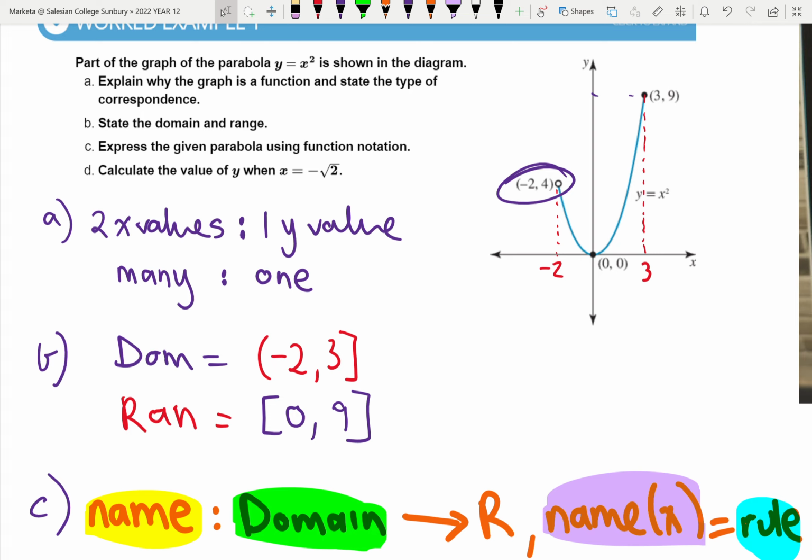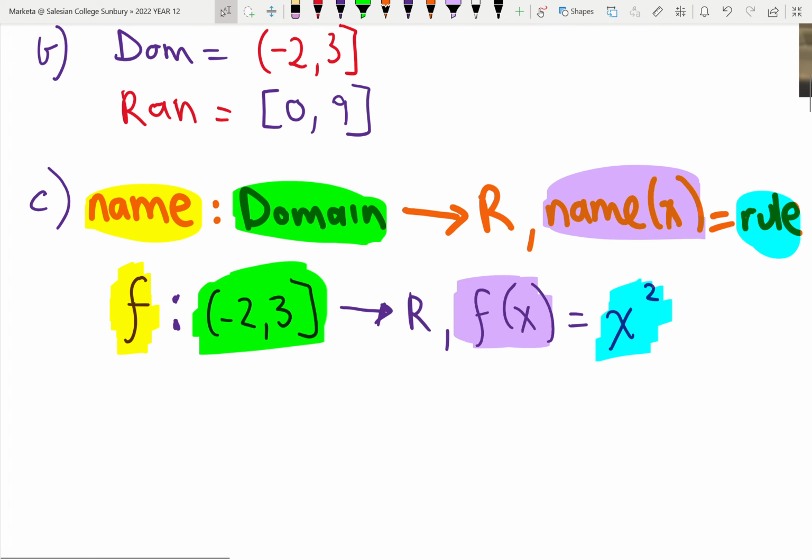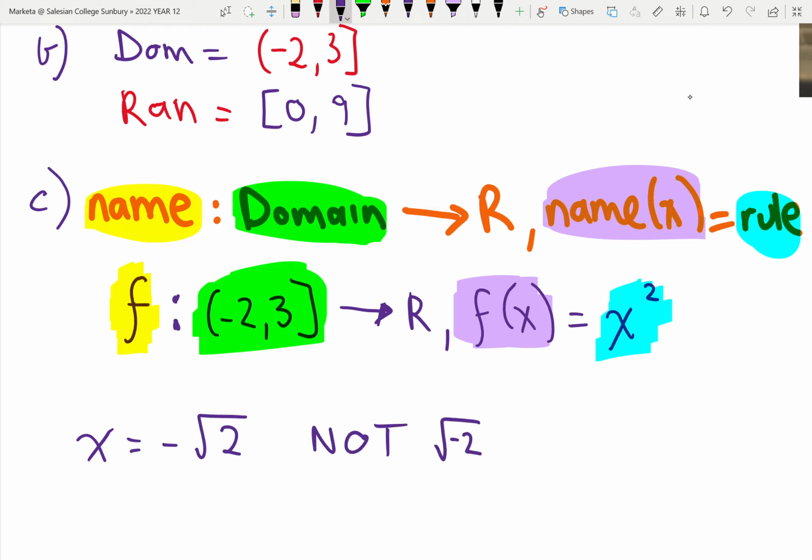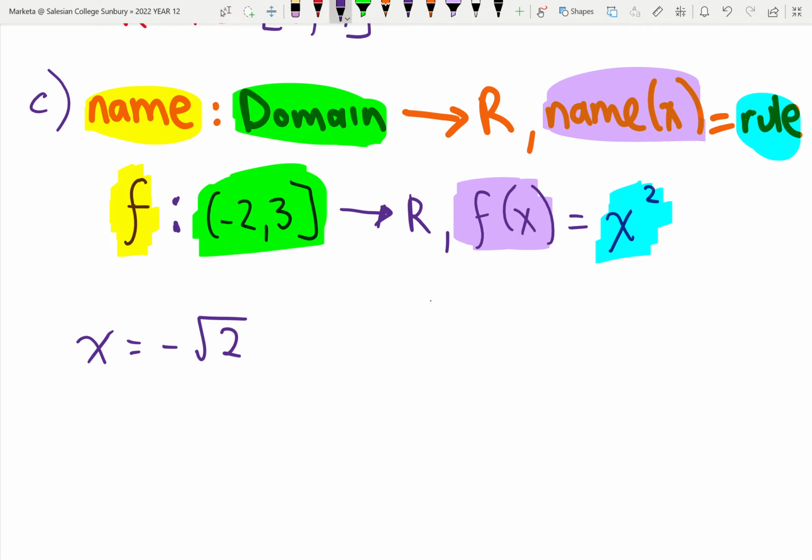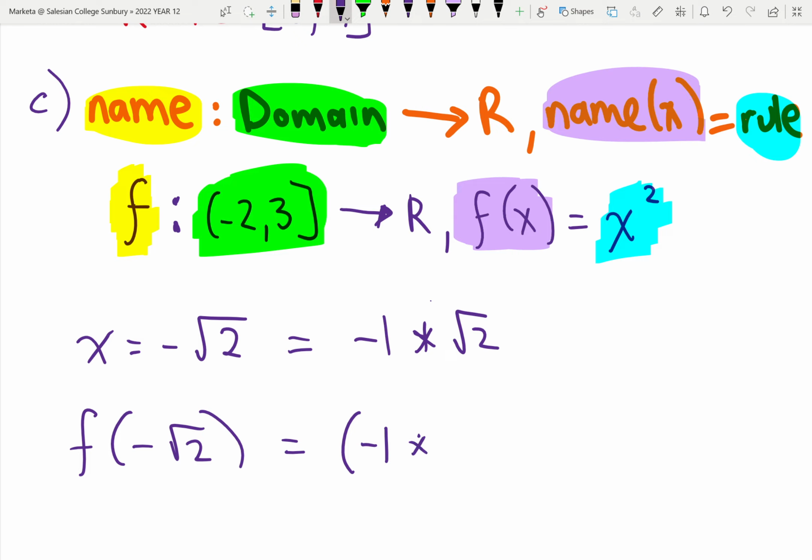Calculate the value of y when x equals negative root 2. Okay, so if x equals negative root 2, be careful, that's not root negative 2, so don't do that. Anyway, we can't root a negative for Methods. So I'm going to do f of negative root 2. And what that means is negative 1 times root 2. So that's going to be negative 1 times root 2, squared. And that equals negative 1 squared is 1.